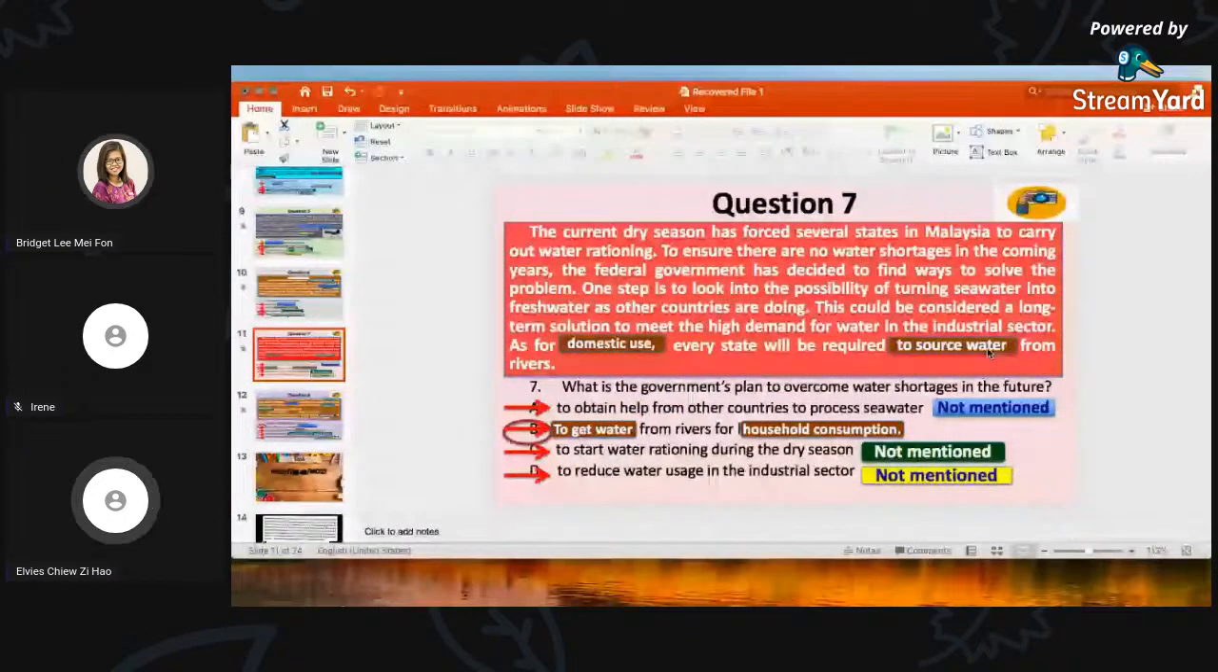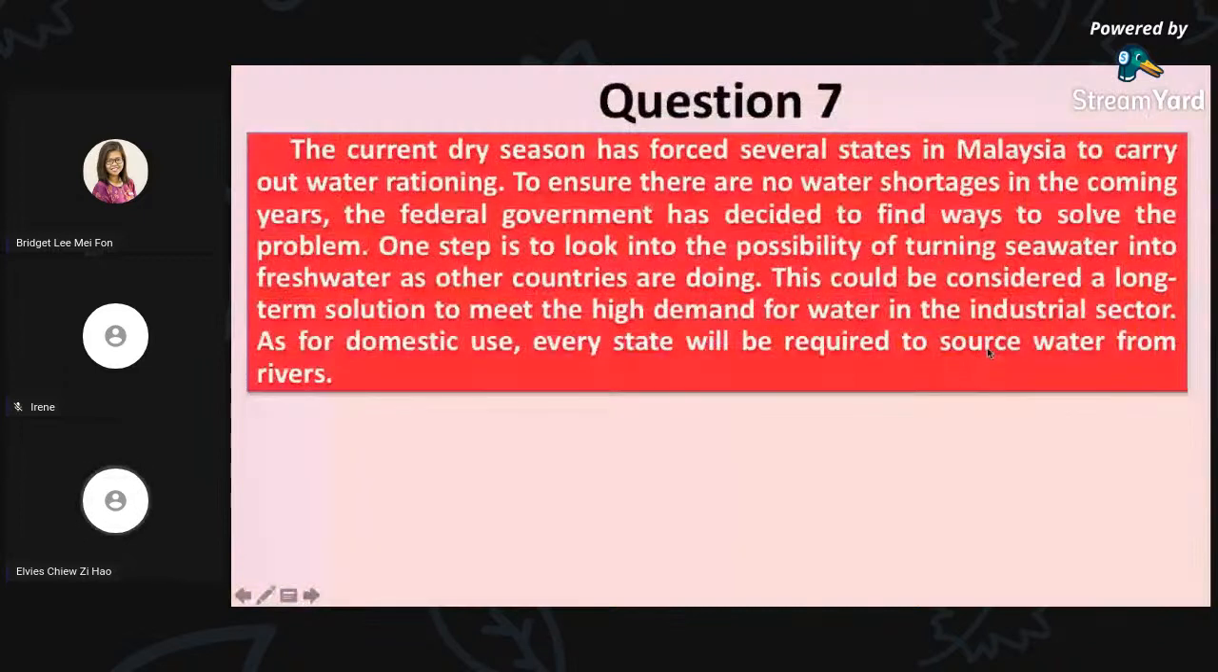All right. The current dry season has forced several states in Malaysia to carry out water rationing. To ensure there are no water shortages in the coming years, the federal government has decided to find ways to solve the problem. One step is to look into the possibility of turning seawater into fresh water, as other countries are doing. This could be considered a long-term solution to meet the high demand for water in the industrial sector. As for domestic use, every state will be required to source water from rivers.